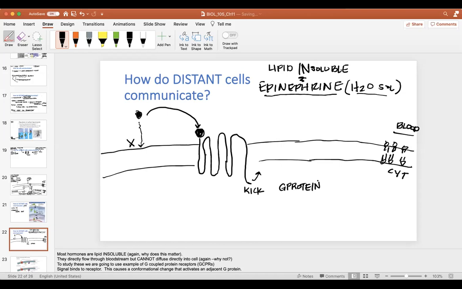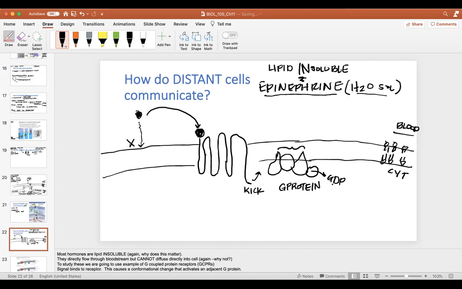And a G protein has 3 parts, and I'm going to draw them kind of like this. It's got a part here, it's kind of half embedded. It's got a second part here, and it's got a third part here. And the third part here is attached to a molecule called GDP, okay? So all of this here is a G protein.